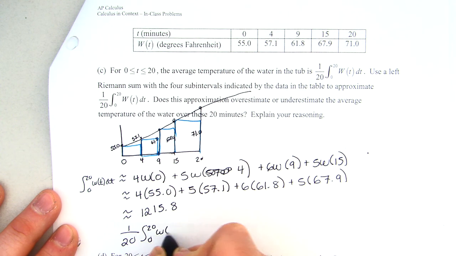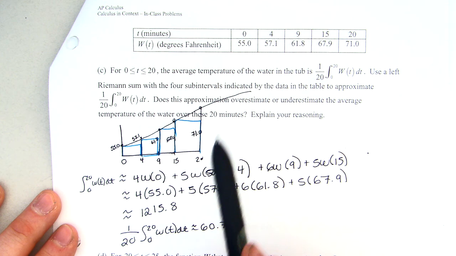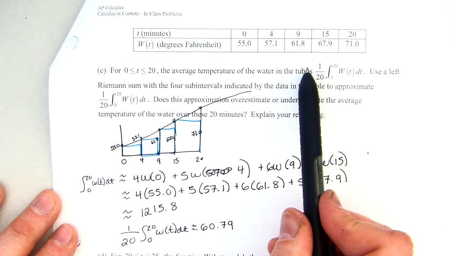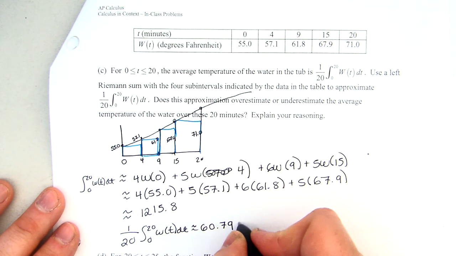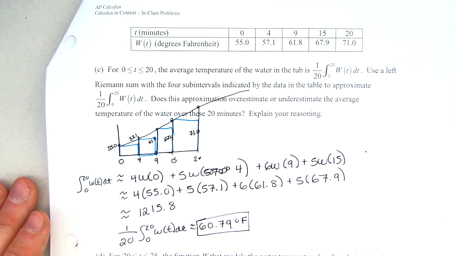What's the average temperature? Kind of units? Just degrees Fahrenheit. We're integrating degrees Fahrenheit, but then dividing by the time and all that stuff. It's just going to be degrees Fahrenheit. Is this an overestimate or an underestimate? Why?